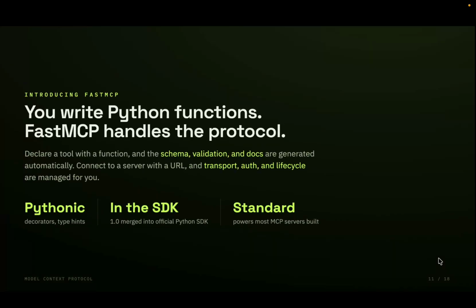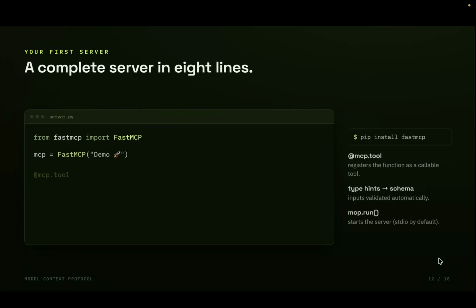You almost never implement it by hand. FastMCP is the standard Pythonic framework for MCP. You write a normal Python function, add a decorator, and FastMCP handles the rest. This is why FastMCP powers the majority of MCP servers in the wild.